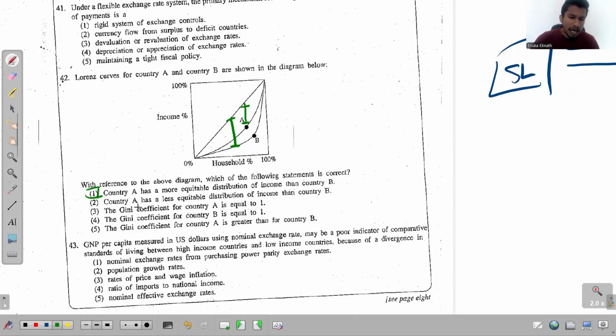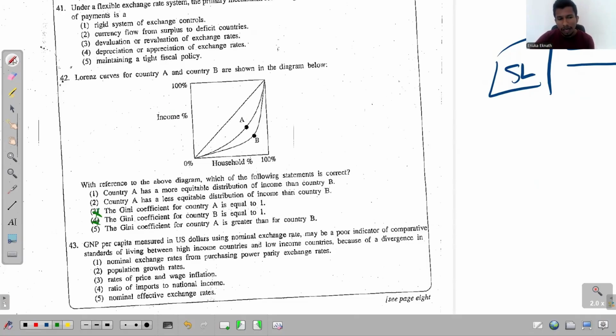Second one, country A has less equitable distribution of income. Less equitable, no. More equitable, more uniform, less disparity. So the opposite of this is true. Then, the Gini coefficient for country A is equal to 1. In neither of these countries is the Gini coefficient equal to 1. So both of these are wrong.